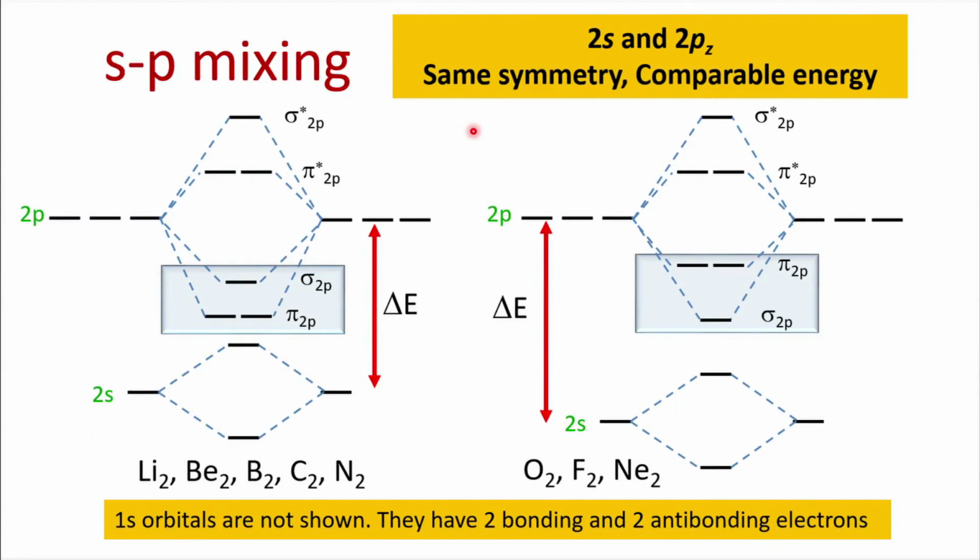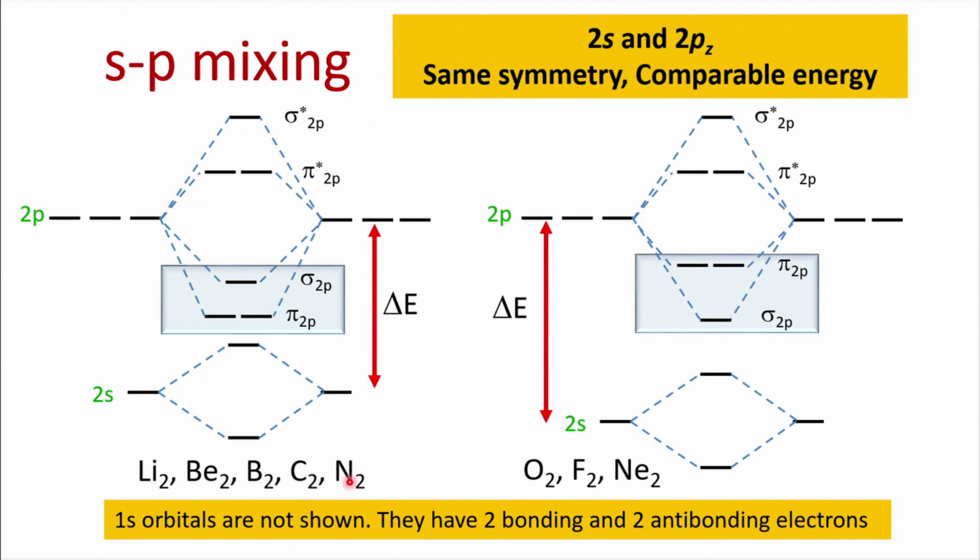Let us move on to another important topic, that is sp mixing. What is sp mixing? sp mixing is nothing but the 2s and 2pz orbitals, which have the same symmetry and comparable energy, actually mixing together. This is more pronounced in diatomic molecules of second row elements, mainly lithium, beryllium, boron, carbon and nitrogen.